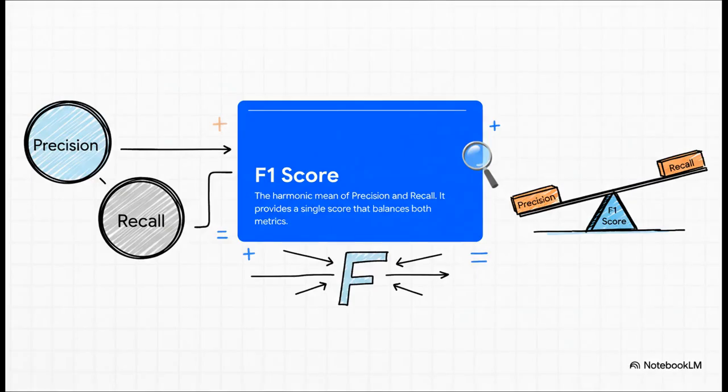And if you need to automatically compare a bunch of different models, we can combine precision and recall into a single number called the F1 score. It's a special kind of average that finds a really nice balance between the two, and it's super useful because it really punishes a model if either one of its precision or recall scores is terrible.